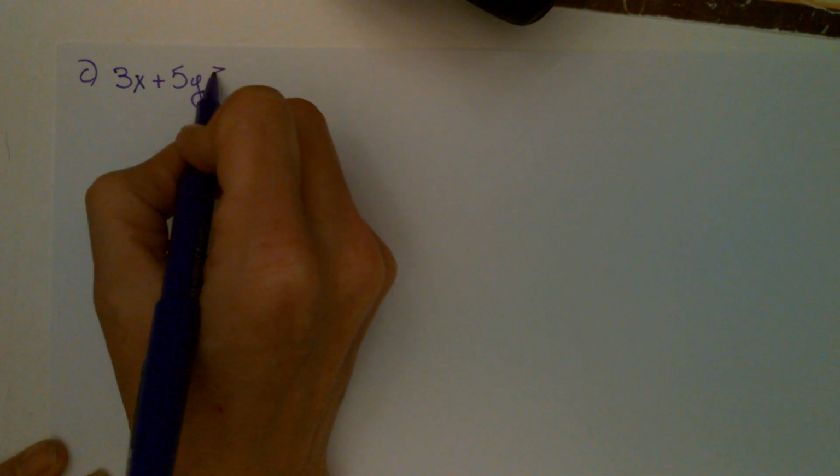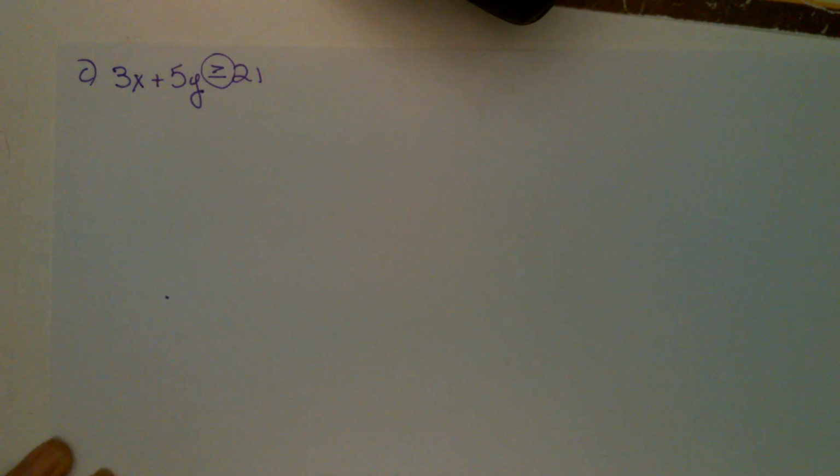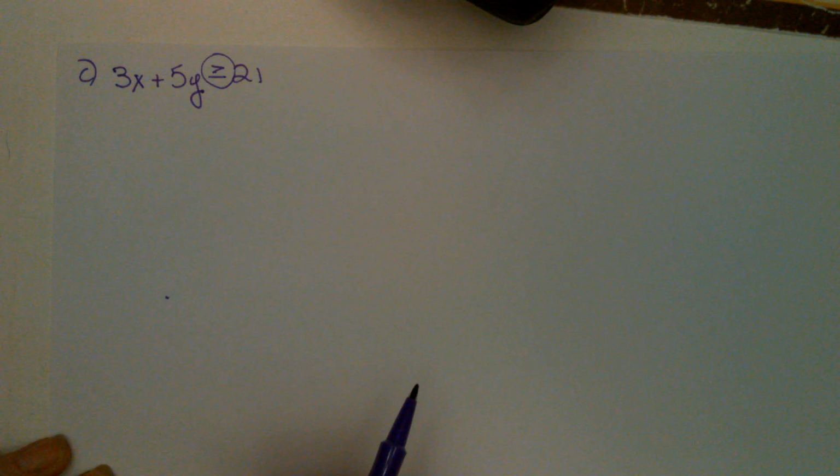So we have three inequalities that we're dealing with in part C. So here's C. I'm going to do that first one. I'm sorry that you can't really see what I'm writing. We have 3x plus 5y is greater than or equal to 21, and this is different from all the rest, so I circle that one to make sure that I'm paying attention to it.